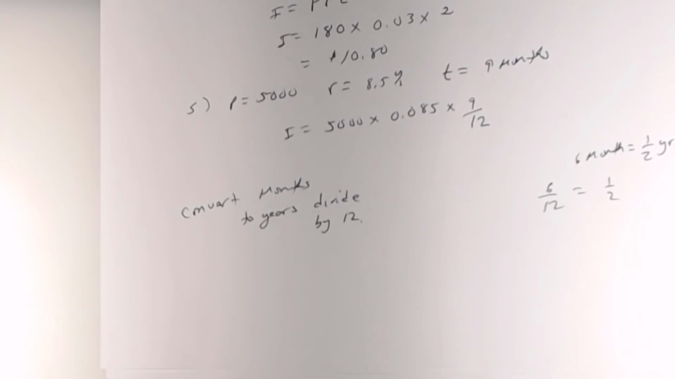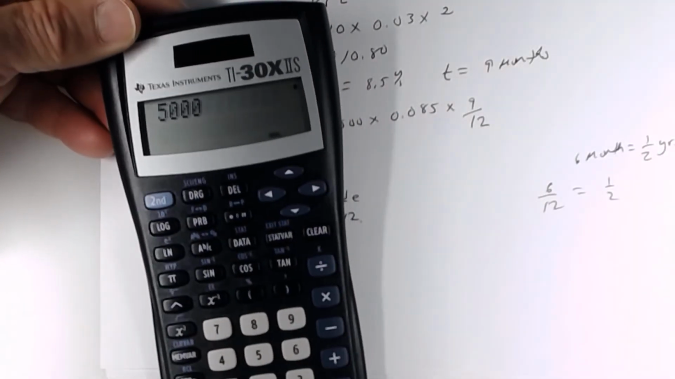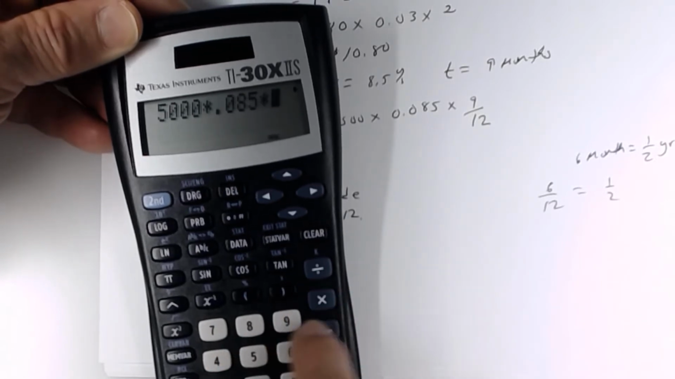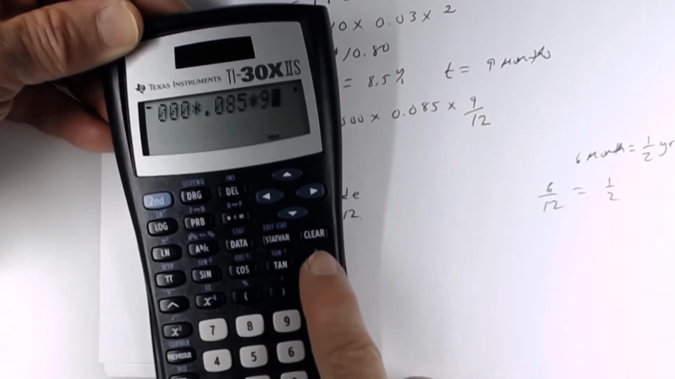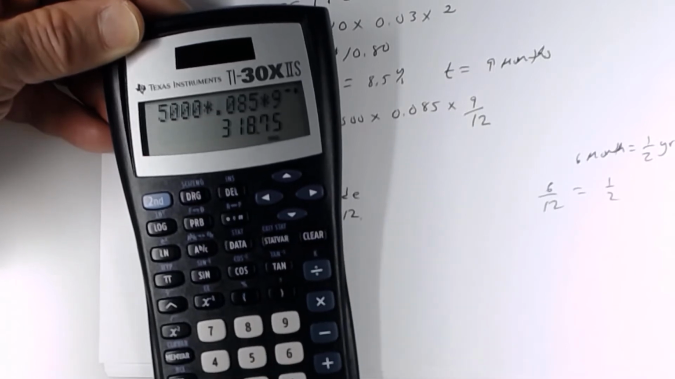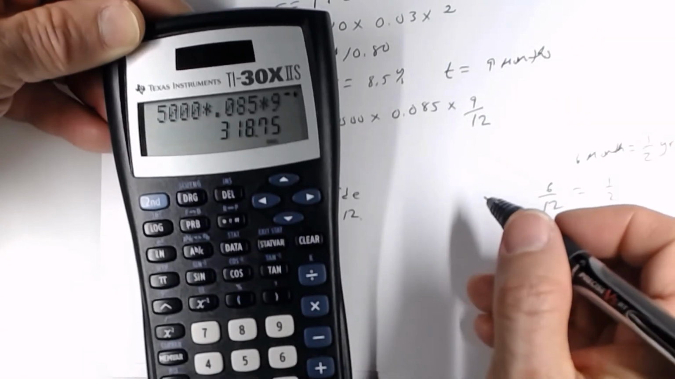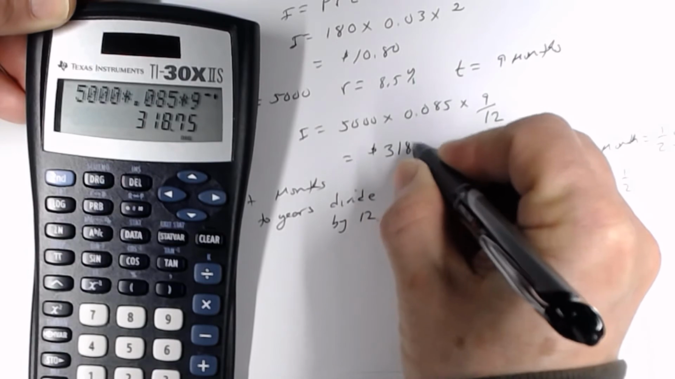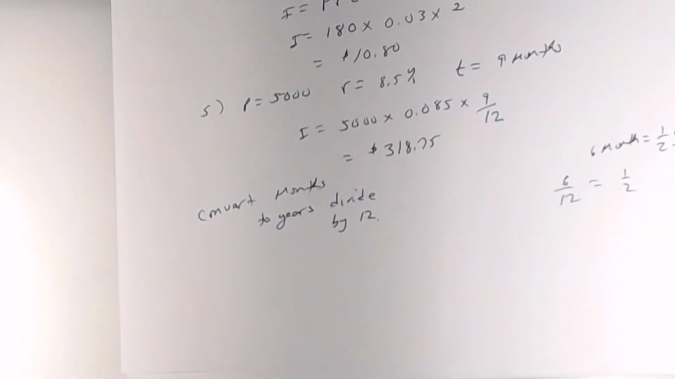So you say 9/12. So on your calculator, tell me what you get. Use your calculator. You're going to say 5,000 times 0.085 times 9, and then what else do I need to press? Divide by 12, and then press equal. So it's $318.75. Is that what y'all got on your calculator? Okay. All right. Any questions at this point? So on your test Saturday, given the months, y'all know you have to divide by 12, right? Okay.